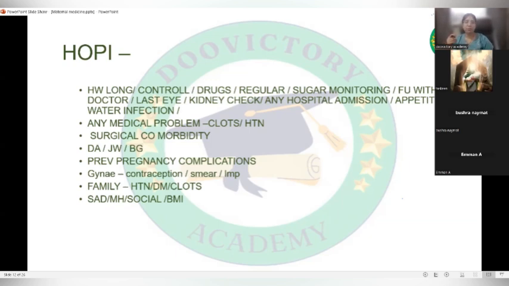Then coming on to previous pregnancy, you've asked in much detail, and that was very good. You asked about the weight, difficult delivery, and any complications. Family history of sugar, blood pressure, clots, you asked. Then smoking, alcohol, and drugs you also need to ask. Do you take alcohol? If she says yes, okay, we advise you not to take it.